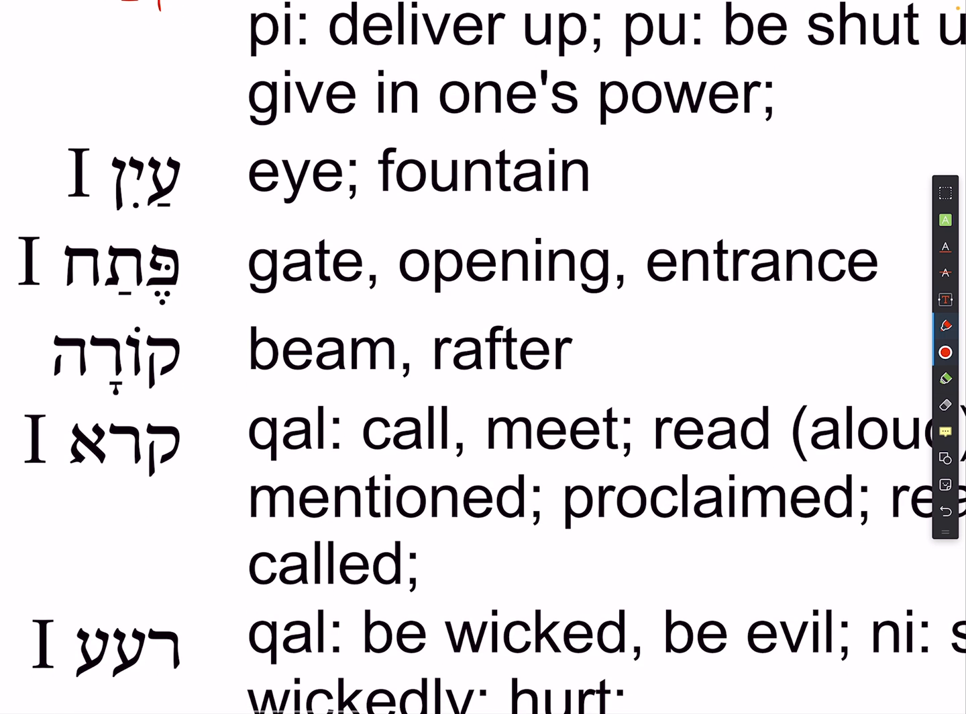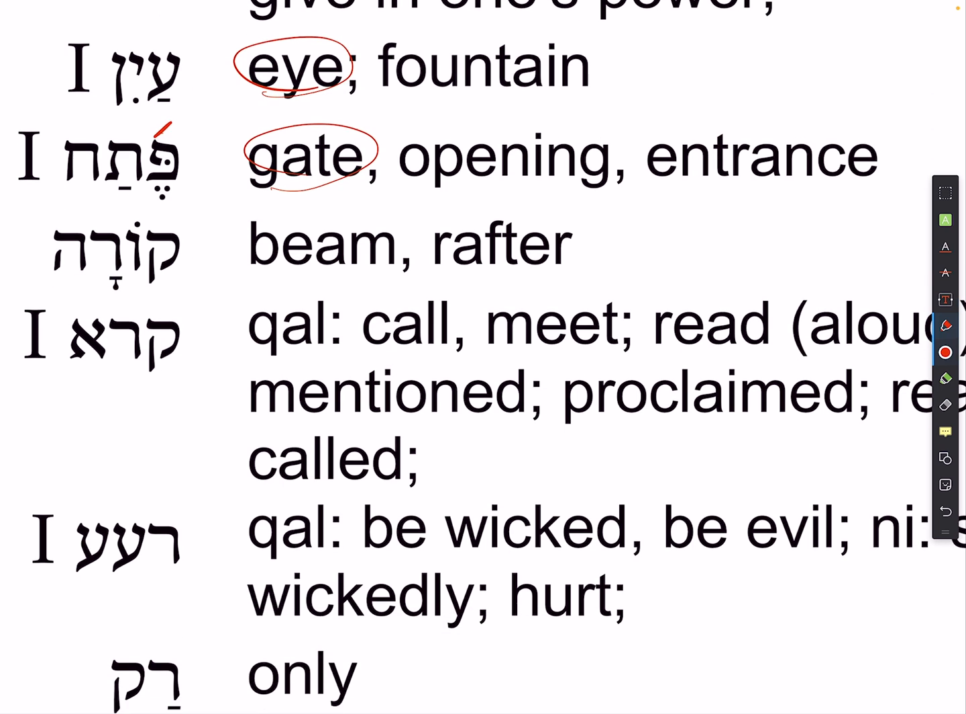Ayin, eye, fountain. Ayin, an eye. Again here, it will often appear in its dual form, because we have two eyes. It's a body part. Petach, it's a segolate. Petach, so accent on the penultima, gate, or opening, the entrance of a house, for example. Petach bayit, the entrance of a house.